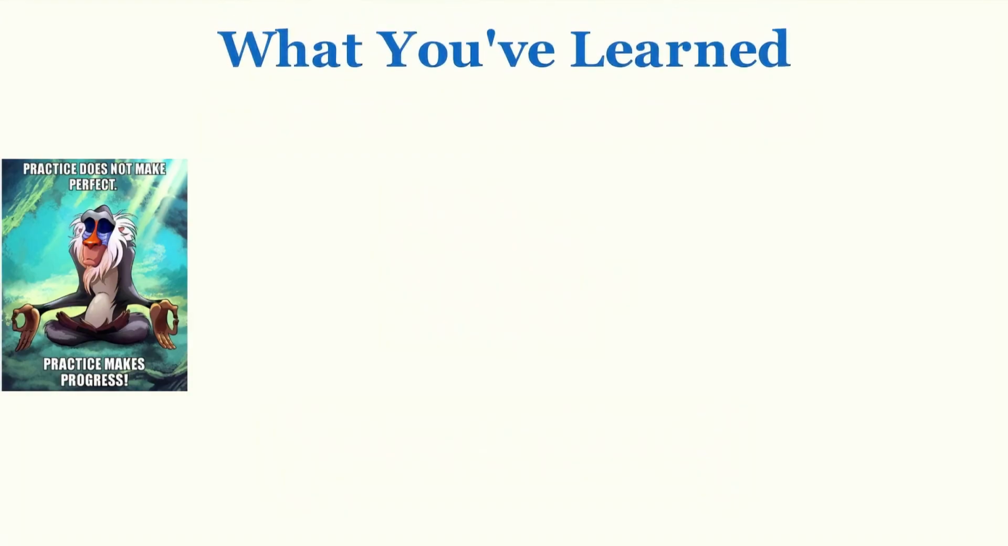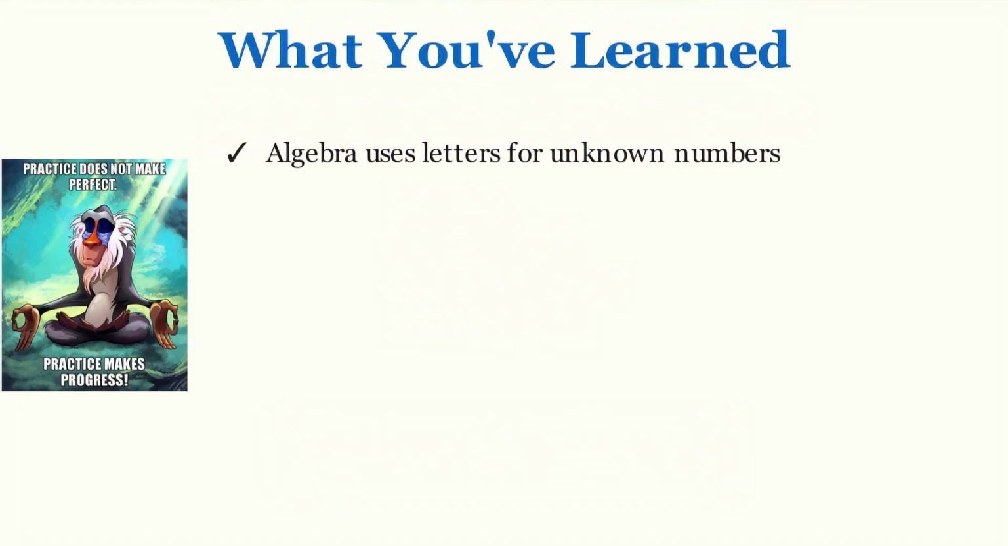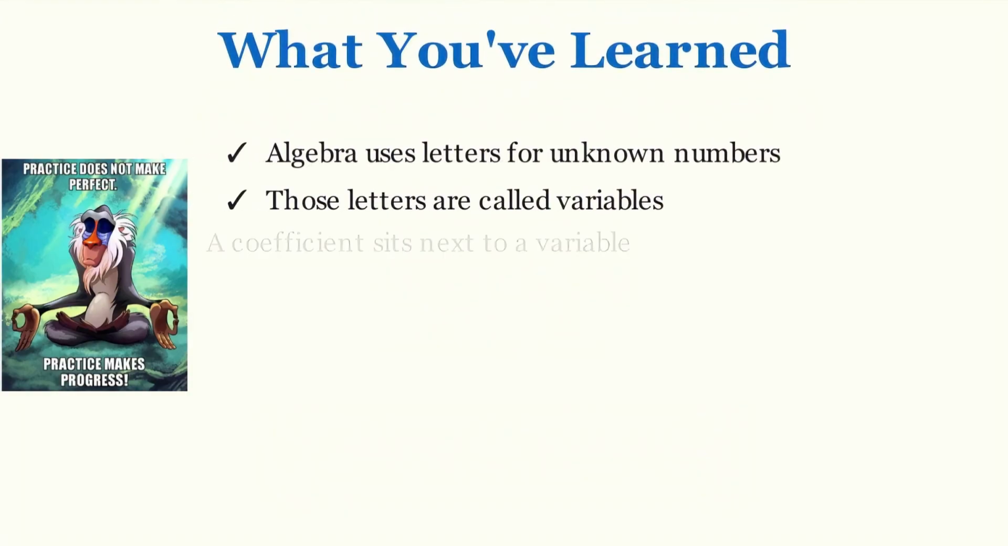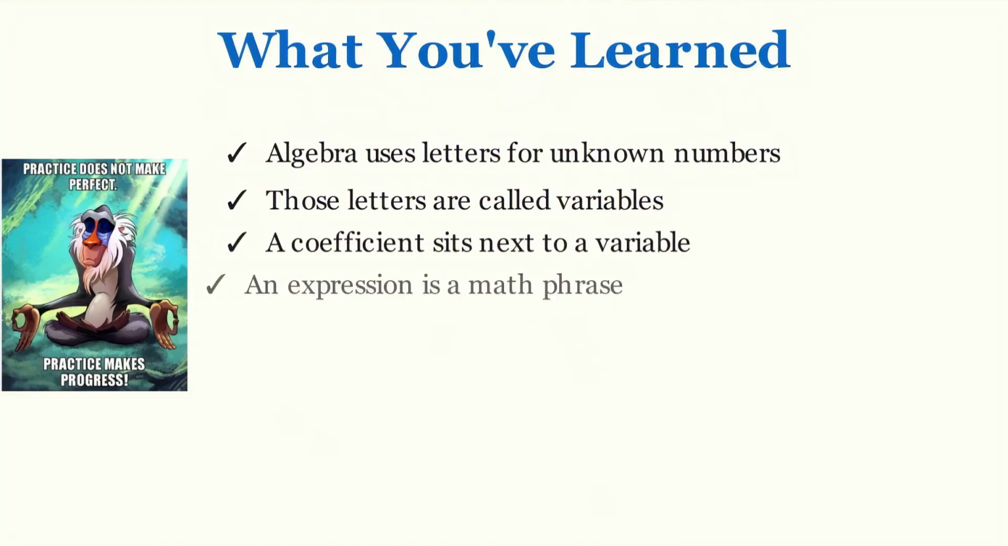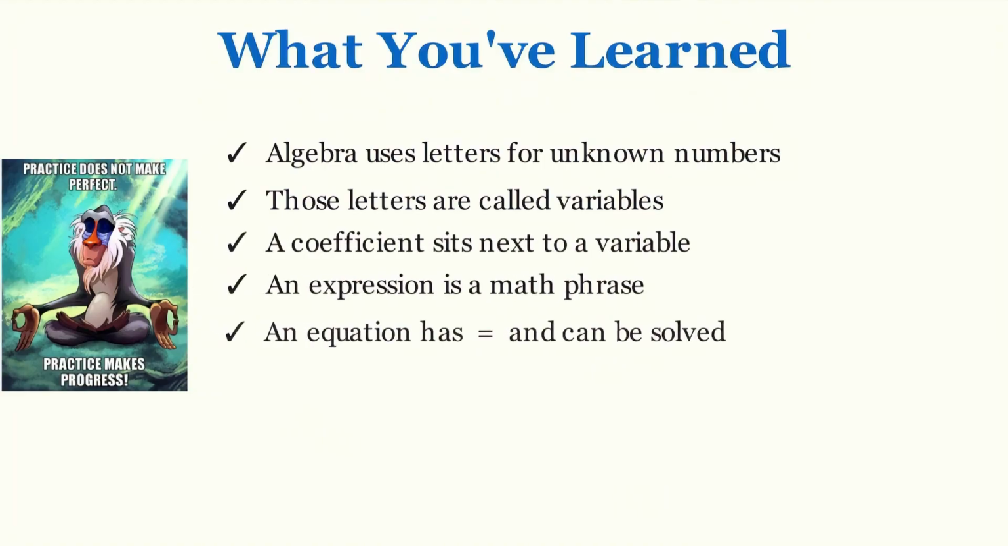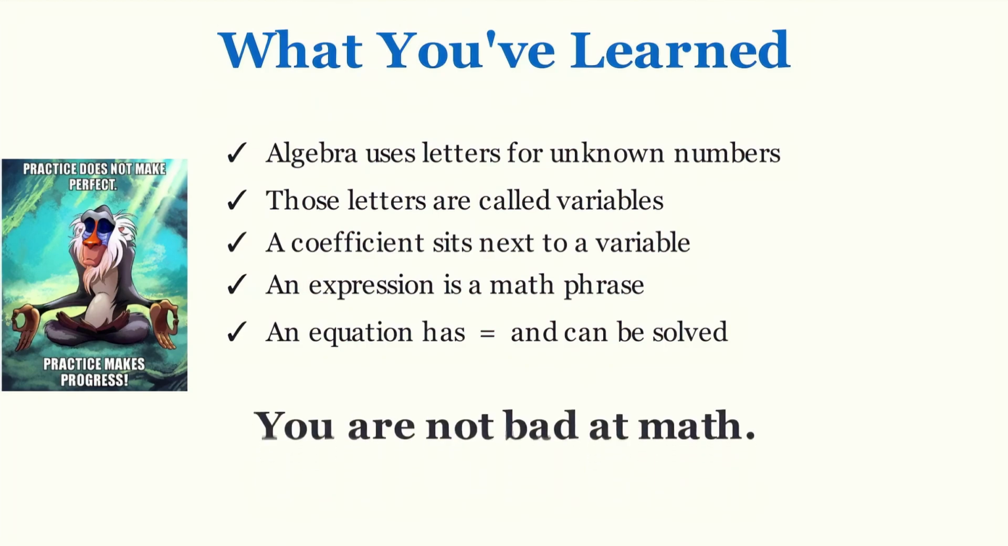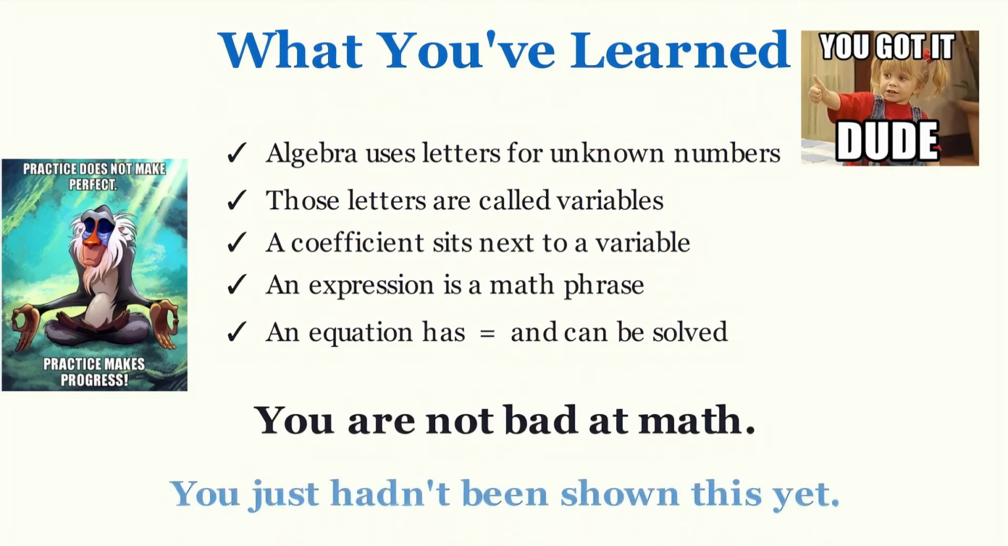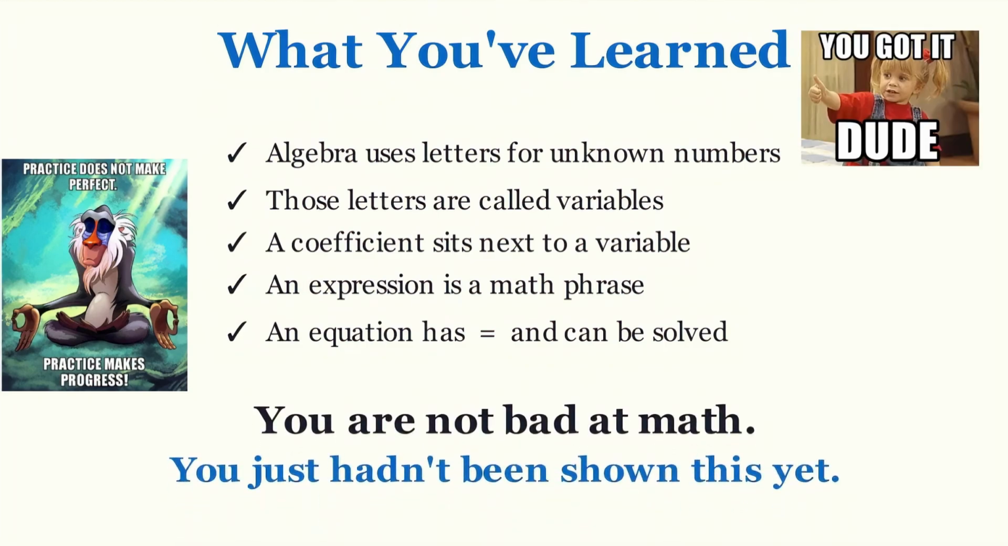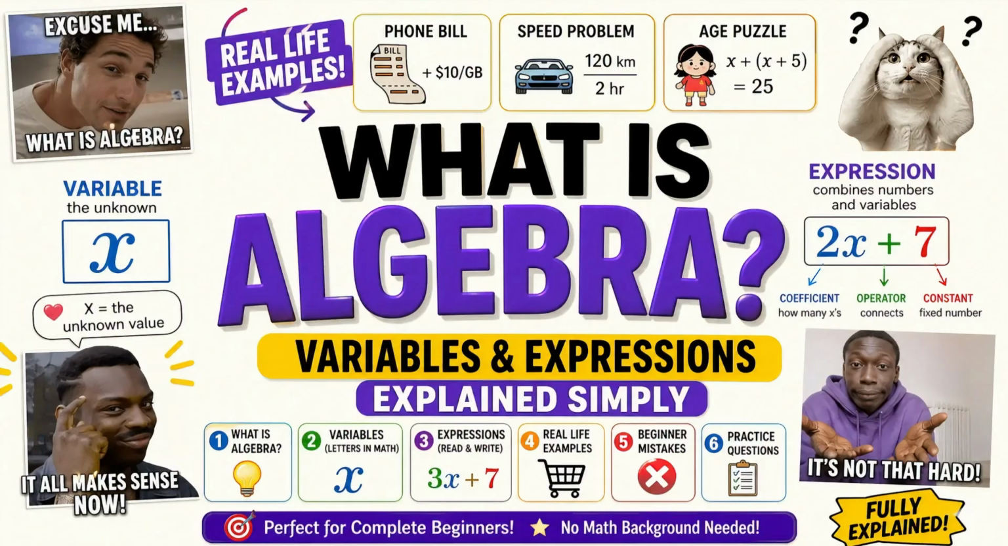Quick recap. Algebra uses letters for unknown numbers. Those letters are variables. A coefficient sits next to a variable. An expression is a math phrase. An equation has an equal sign and can be solved. Next up, we take these expressions and turn them into equations, and then we solve them. You are not bad at math. You just hadn't been shown this yet. Okay, let's go.